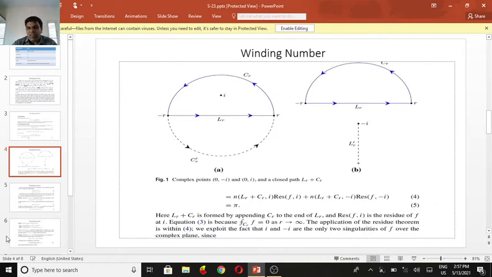Equations 4 and 5 say LR plus CR is formed by appending CR to the end of LR. And the residue of f at i is the residue of f at i. Equation 3 holds because the integral over the closed path CR of f goes to 0 as R tends to infinity. The application of the residue theorem is within equation 4. We exploit the fact that i and minus i are the only singularities of f over the complex plane.